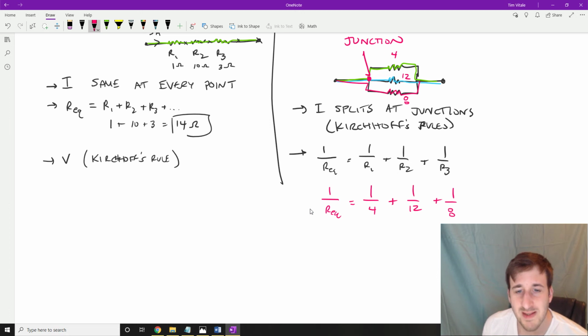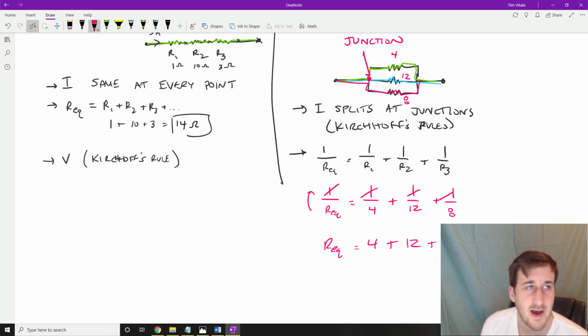First of all, you cannot just flip everything immediately and be like, oh, well, they're all 1 over, so I'll just say Req is equal to 4 plus 12 plus 8. I can just flip them all, get rid of the ones. It doesn't work that way. You can't cancel out all the ones. That's not allowed. That's illegal. So you can't do that.